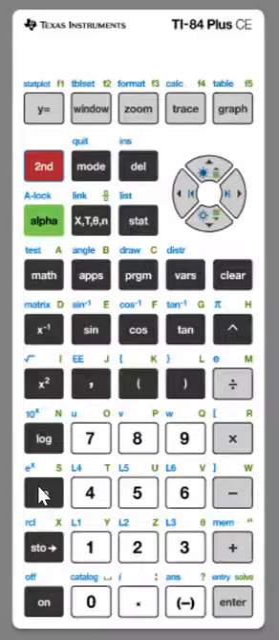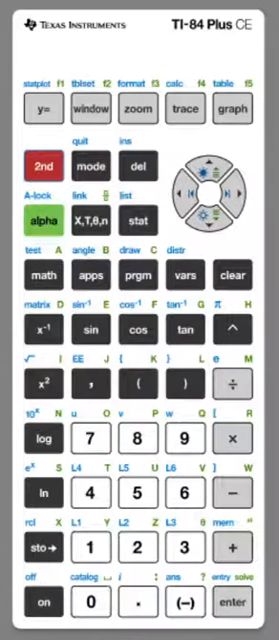Or if I want the exponential function e to the x, notice that's right above natural log. If I want 10 to the x, that's right above common log. Square root is right above x squared. If you're going to be doing mathematics with matrices, you can access the matrix functionality.